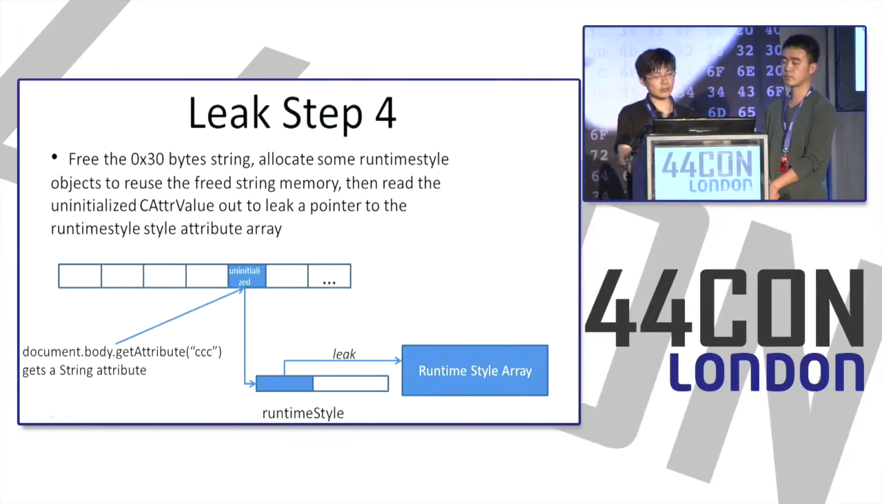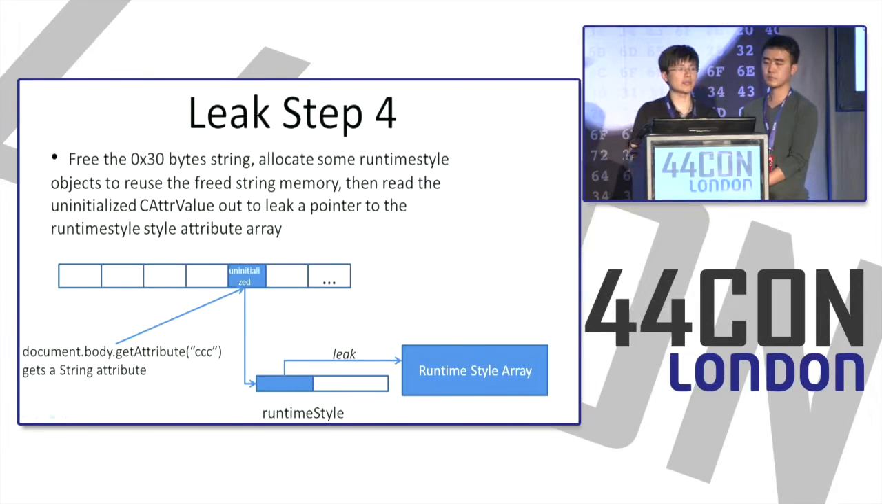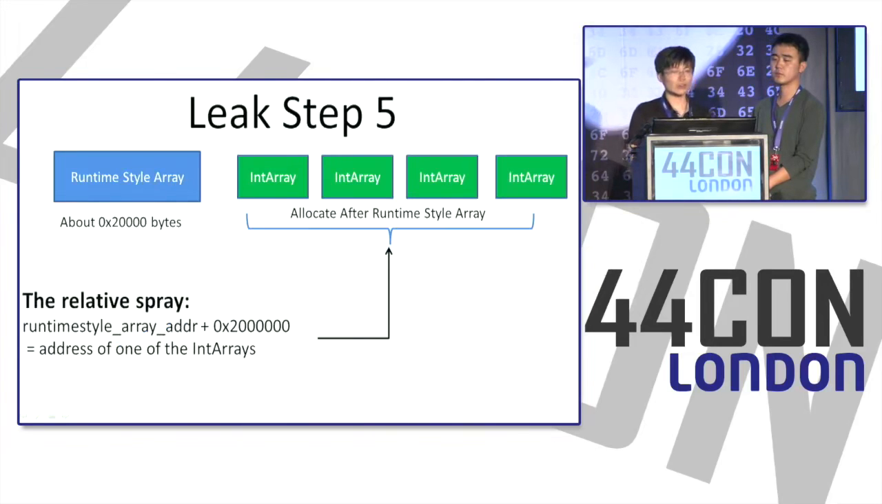And the first member of the runtime object is an attribute array, which holds the runtime styles of a DOM element. So we can leak the address of this runtime style array. And now we have leaked the address of the attribute array.